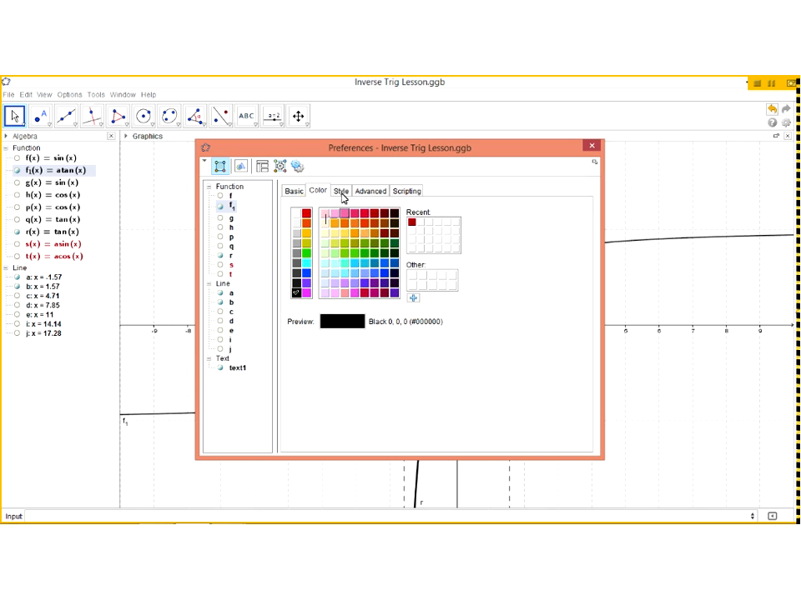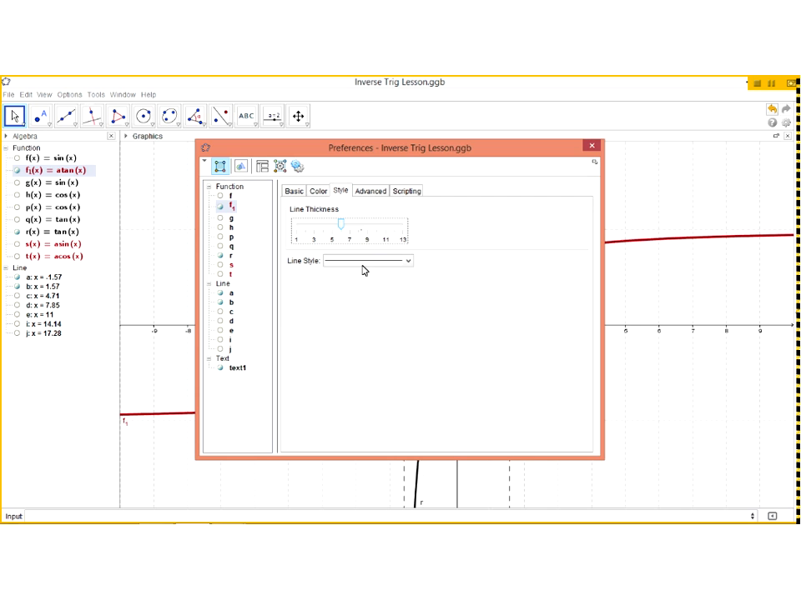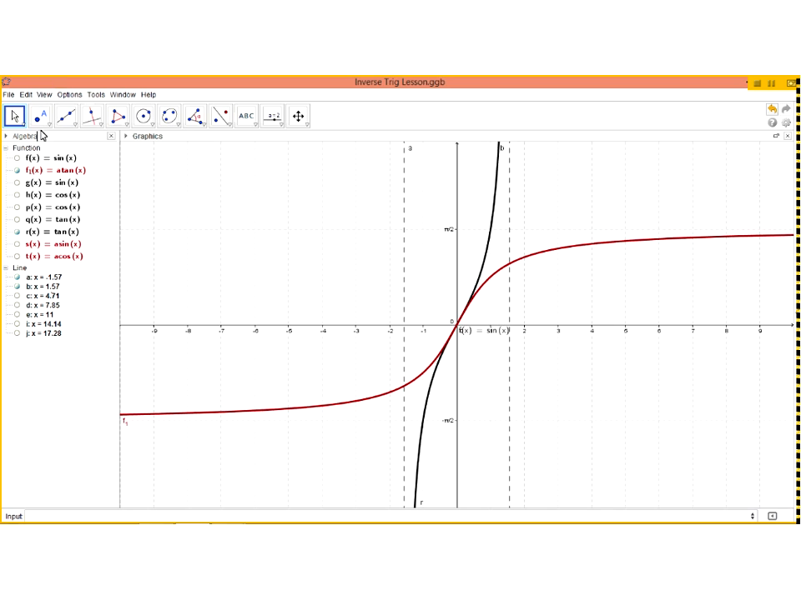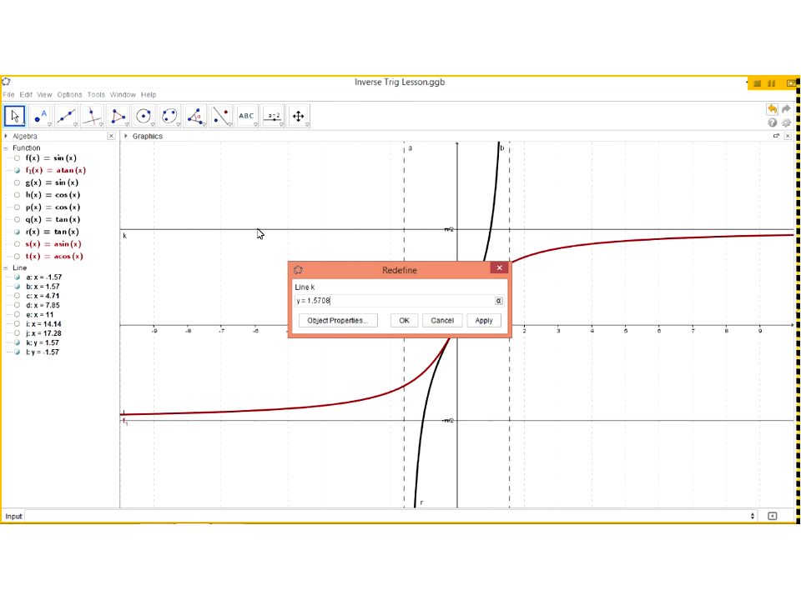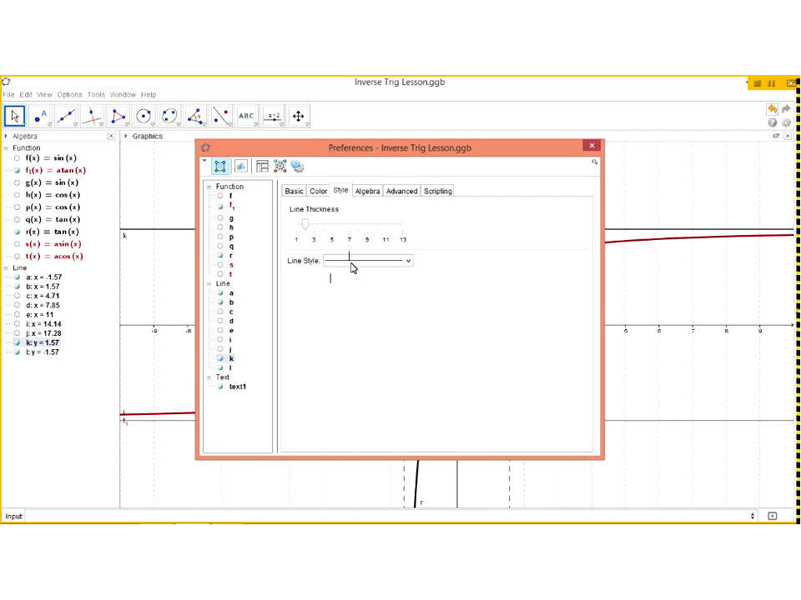Let me make it red. And then to graph my horizontal asymptotes, I'm going to come down here and put y equals pi over 2, and that will give me that. Y equals minus pi over 2. Make it dotted.